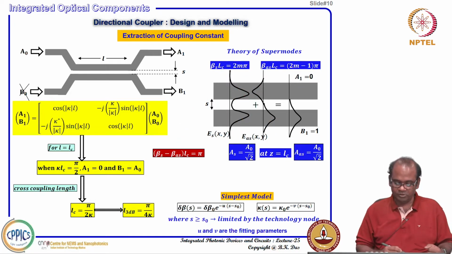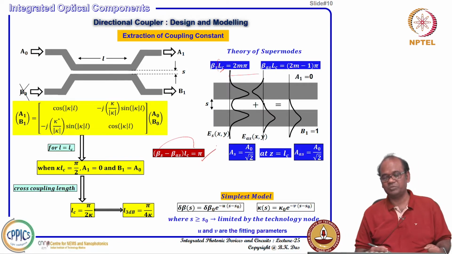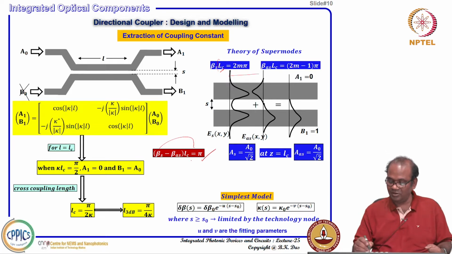So, now I will do a trick actually. You see, I can say that beta s minus beta a times LC, that means beta s LC multiplied and beta a LC multiplied. If you subtract, that means after traveling this LC, this L is smaller LC, I have written here capital LC here. So, they are same basically. So, if you subtract for that length, then you would get their phase difference is pi, and that is the length you need for cross coupling, right.